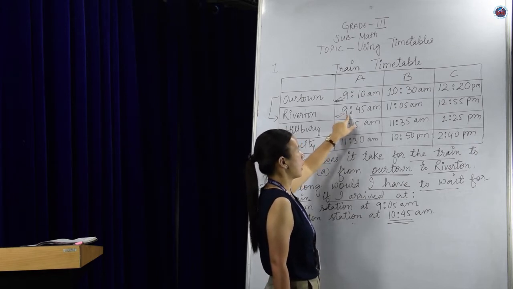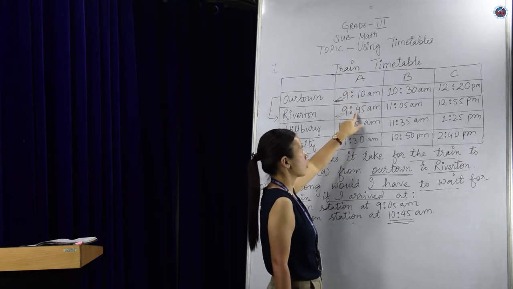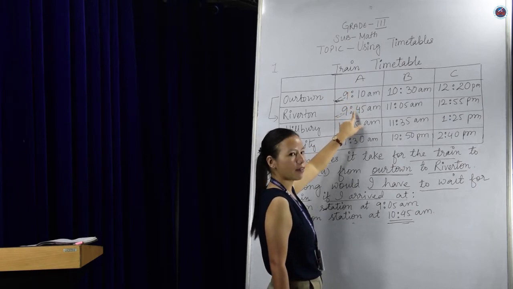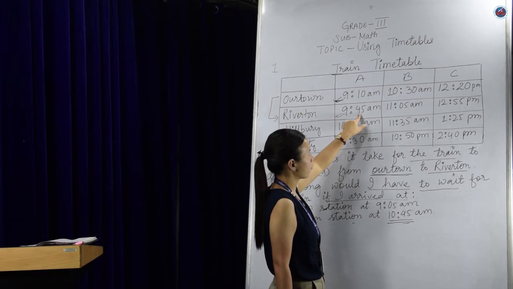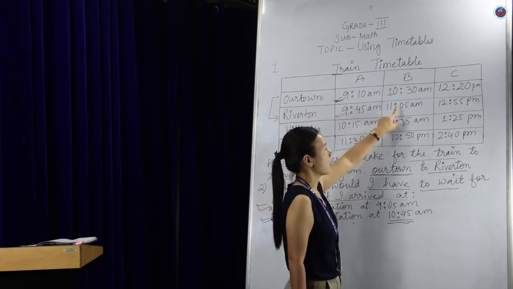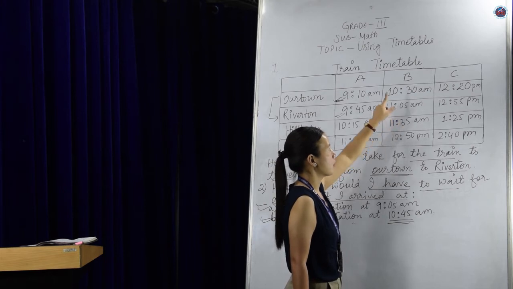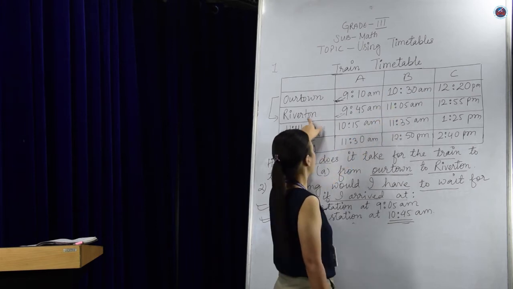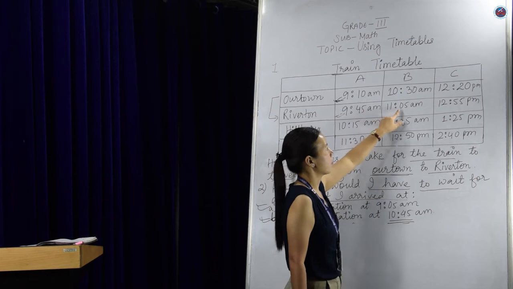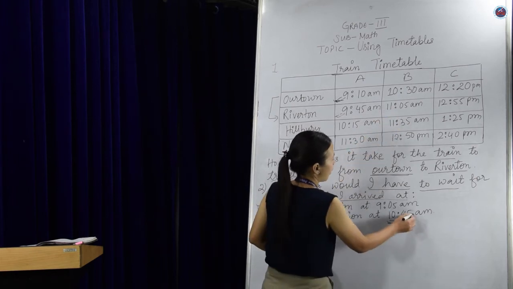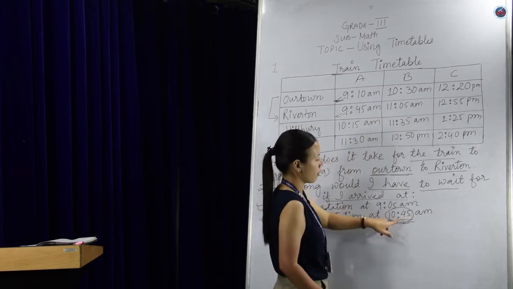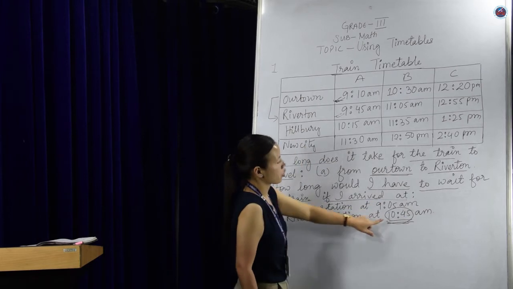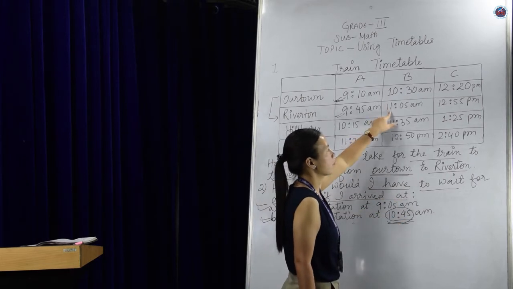That means I have missed this train. That is 9:45, train number A, it departed, right? So I cannot wait for this train because this train is already gone. So what I have to do is wait for the next train. That is train number B. It starts at Riverton station at 11:05, and my arrival timing is 10:45. If I reach Riverton station at 10:45, how long do I have to wait for this train?